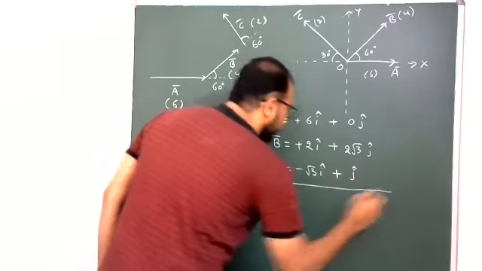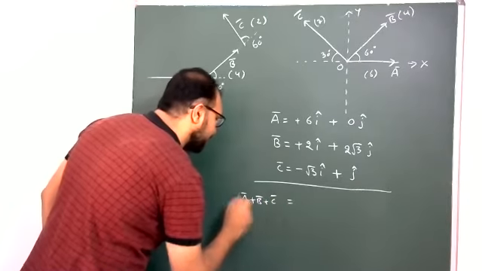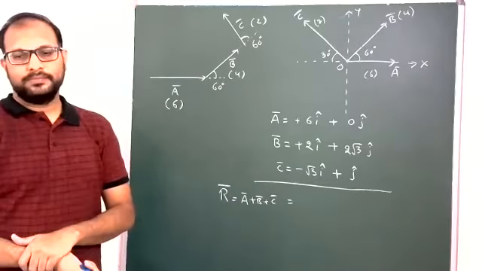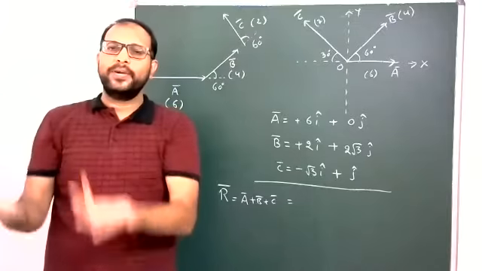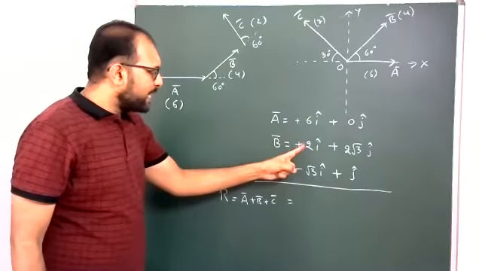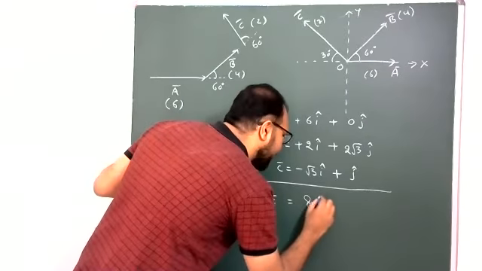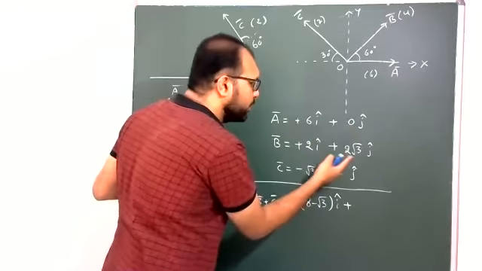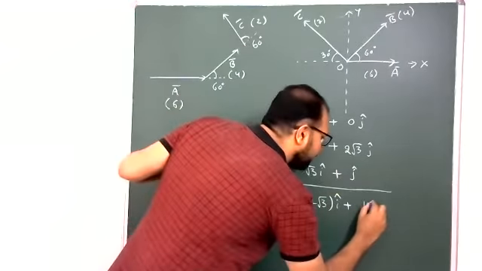Yes, now you need A bar plus B bar plus C bar, which is nothing but the resultant vector R bar. Just addition now. All x components addition, all y components addition. Yes, so students, 6 plus 2, 8, minus root 3. So the answer is 8 minus root 3 i cap plus 0 plus 2 root 3 plus 1, so 1 plus 2 root 3 j cap.